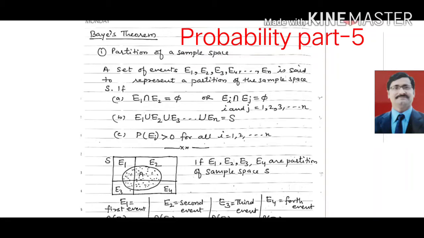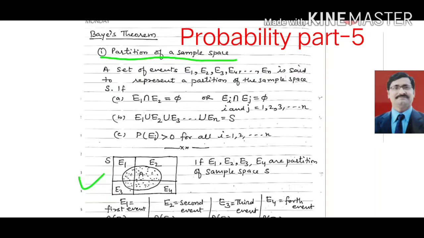Now in this Bayes theorem, first of all we have to do the partition. So we have to understand which type of partition we will take in the Bayes theorem. The partition of a sample space: here I represent a sample space, and I do the partition, at least 4 partitions. We can do n partitions.